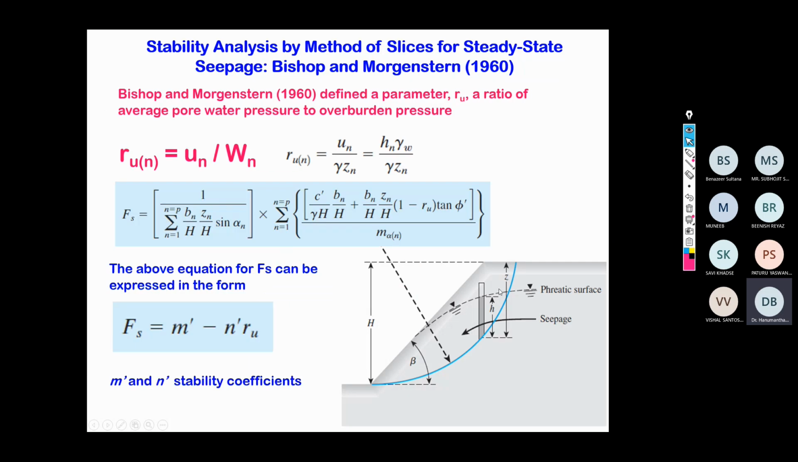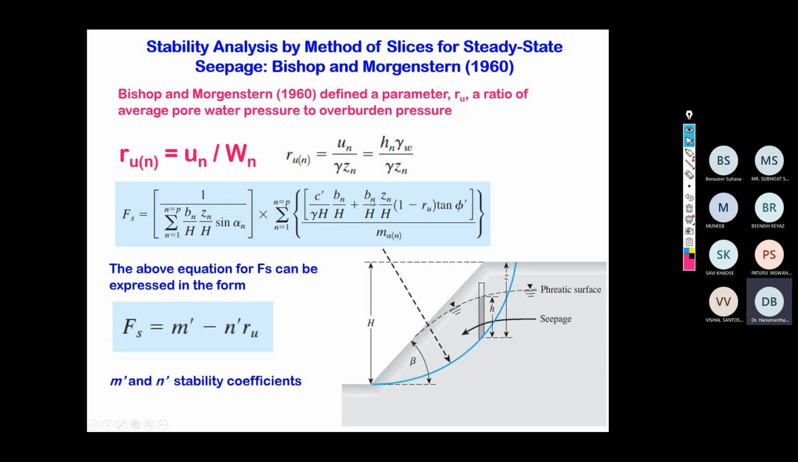Now if you substitute the value of u in terms of ru and the value of W into the ordinary method equation, and simplify, this is the bigger form that you obtain. So this equation can be rewritten in the form of Fs is equal to m dash minus n dash into ru, where m dash is nothing but maybe 1 by summation of b by h into z by h into sin alpha n.